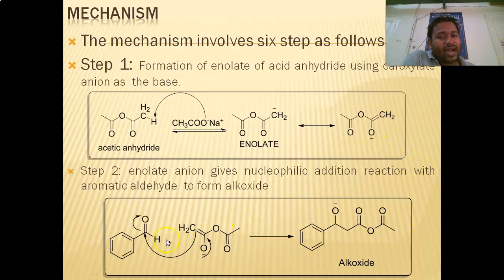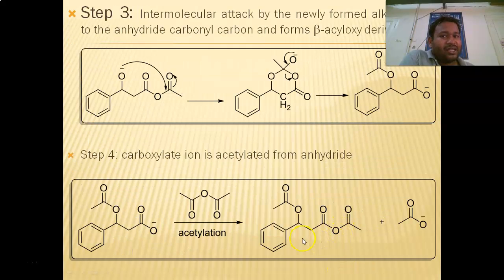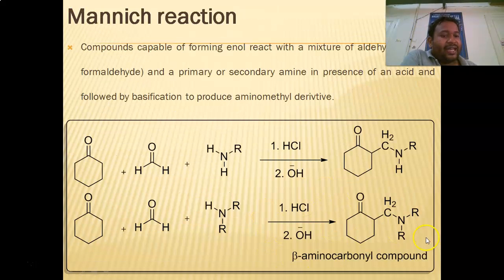That base will undergo nucleophilic addition across the carbonyl carbon of the benzaldehyde, forming the corresponding alkoxide. In the next step, the intramolecular alkoxide ion reacts with the carbonyl carbon of the anhydride, forming the corresponding beta acyloxy derivative. Then the beta acyloxy derivative will undergo acetylation in the presence of acetic anhydride, forming the corresponding compound and the acetate ion.